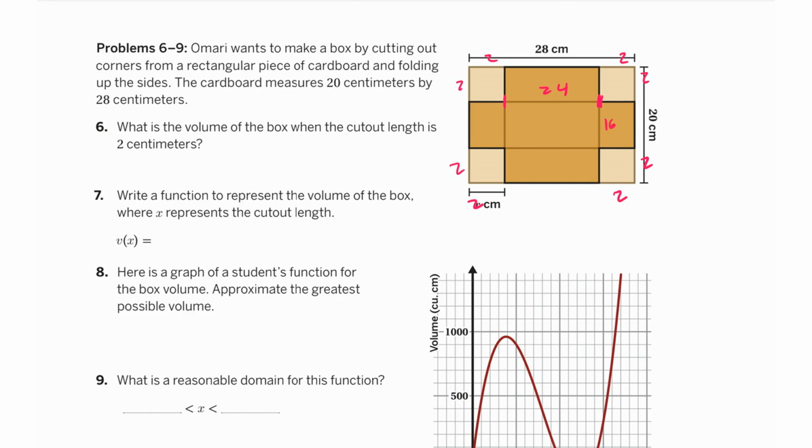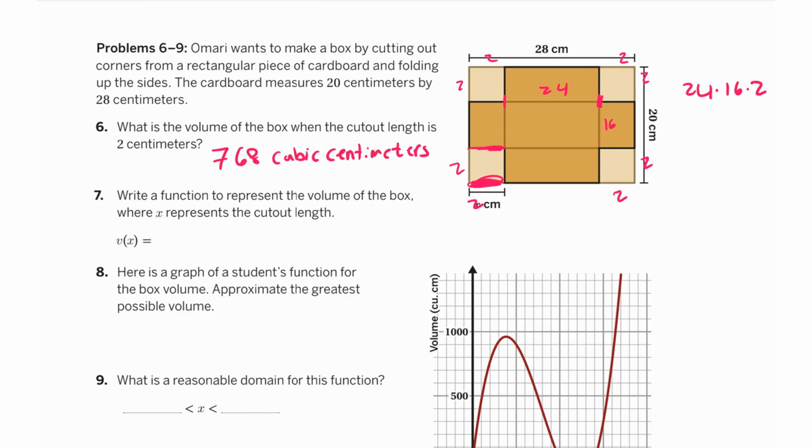So then for my box here, my height is going to be 2 centimeters, right? Because when I fold this up, this will be the height of the box here. So I'm going to do 24 times 16 times 2. If I do 24 times 16 times 2, I end up getting 768. And we're going to call this unit cubic centimeters because we are doing volume and no longer just square feet, right, in area.